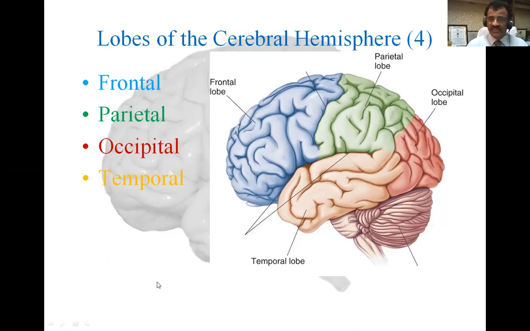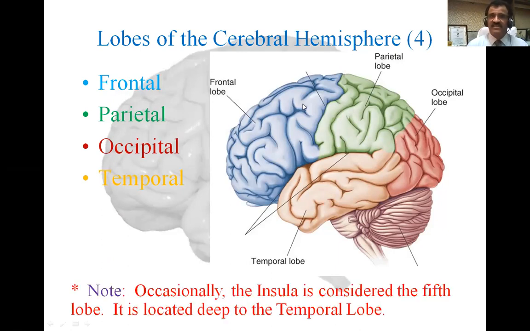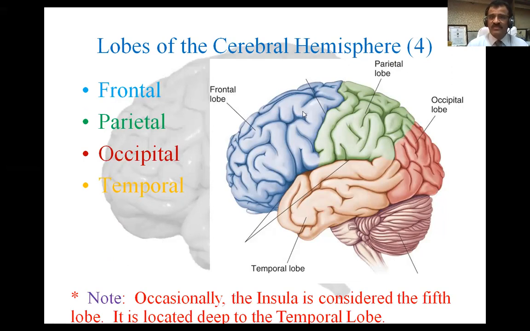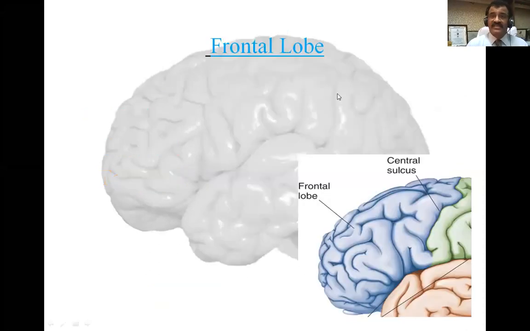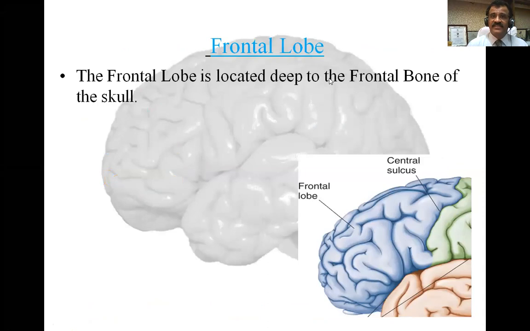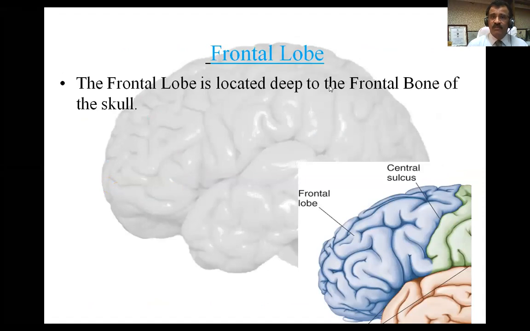Yesterday I also told you there is occasionally a 5th lobe, structural and functional, which is called insula, and it is almost a representation of the primitive brain, which is related to the limbic system, which we are going to study in the second, third episode. Let us study the frontal lobe first today.